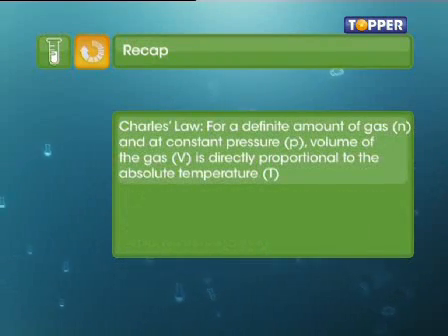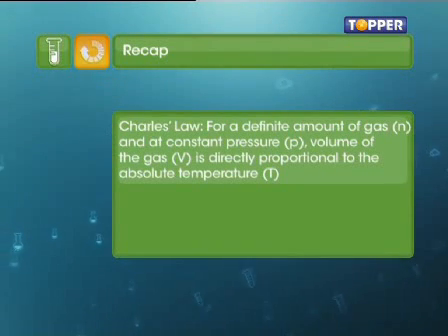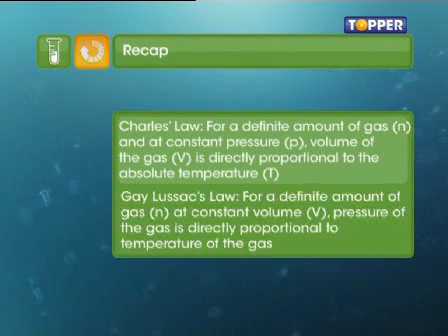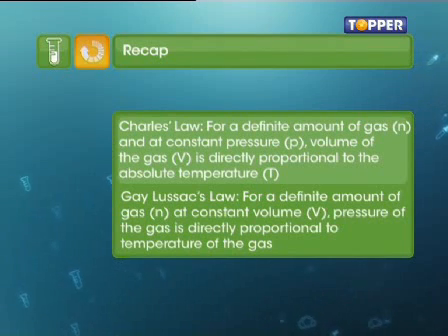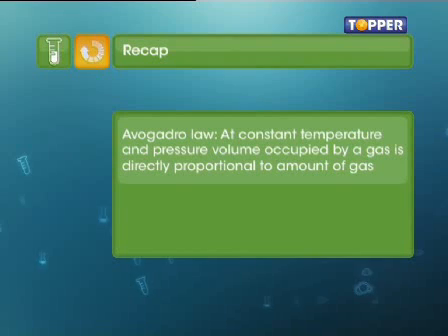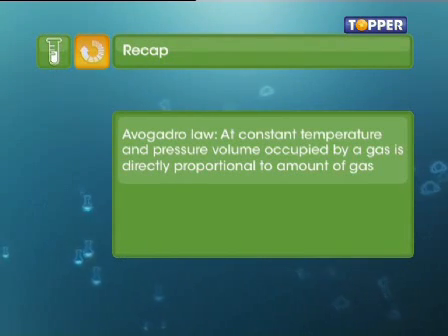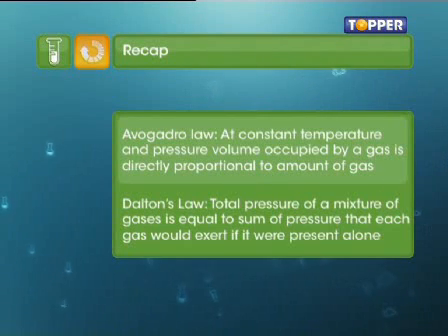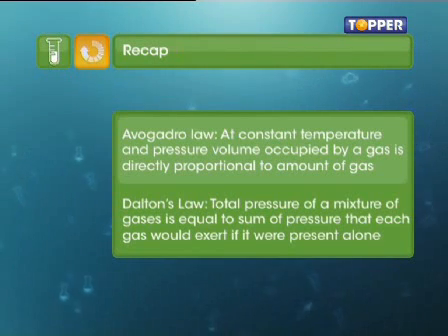Charles' law states that for a definite amount of gas at constant pressure, volume of the gas is directly proportional to the absolute temperature. As per Gay-Lussac's law, for a definite amount of gas at constant volume, pressure of the gas is directly proportional to temperature of the gas. According to Avogadro's law, at constant temperature and pressure, volume occupied by a gas is directly proportional to amount of gas. Dalton's law states that the total pressure of a mixture of gases is equal to the sum of pressure that each gas would exert if it were present alone.